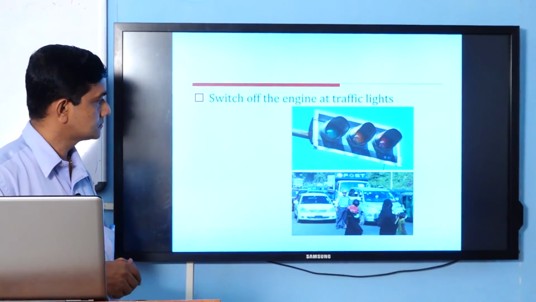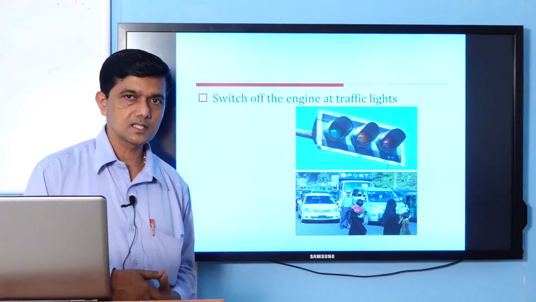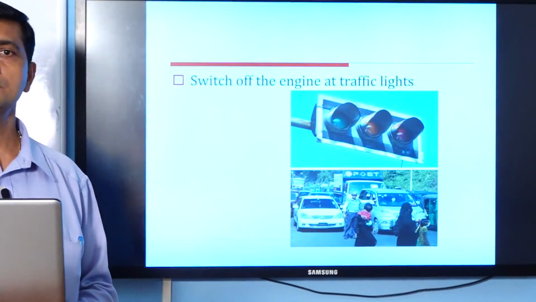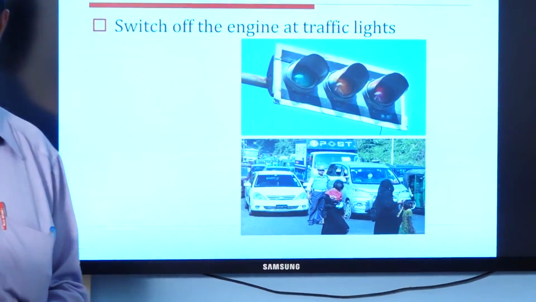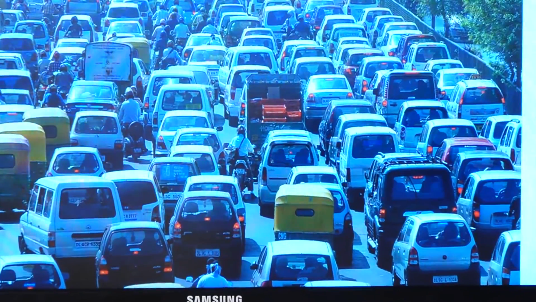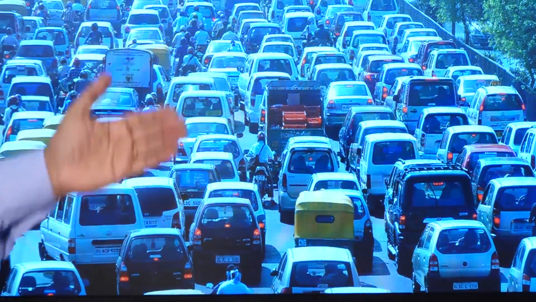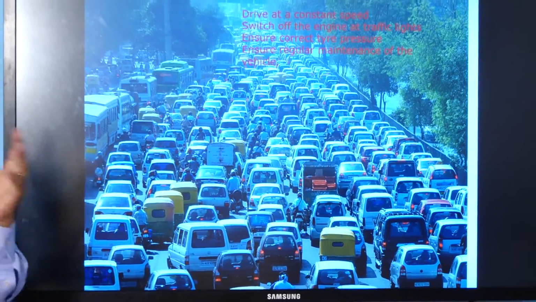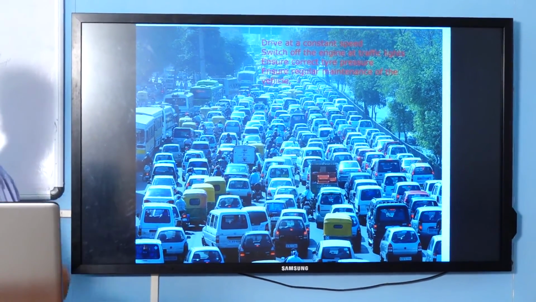Here is a picture. During traffic signals, you can put off the engine and again resume once the green signal is there. This picture shows you the pollution due to the increase in vehicles and increase in traffic.